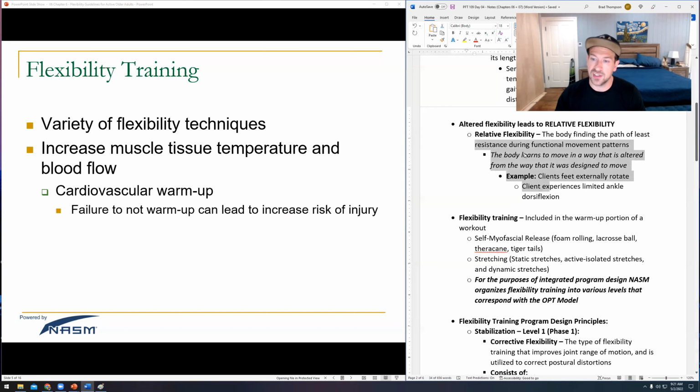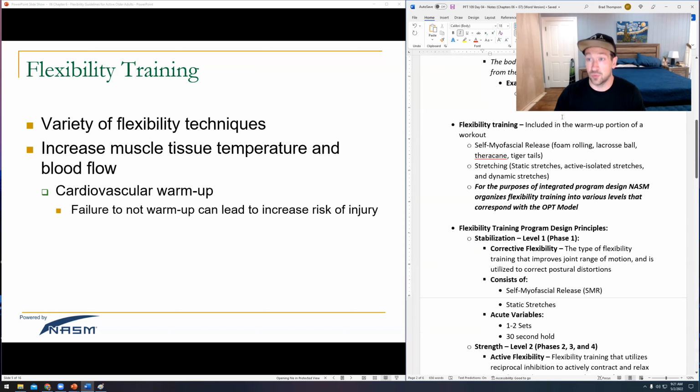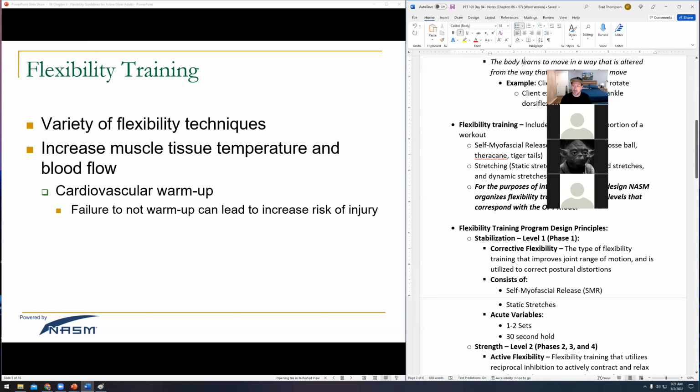So your feet turning out is a good example of relative flexibility. Excessive forward lean is a really good example of relative flexibility. The low back arch is a really good example of relative flexibility. These are all postural distortions where the body's finding a way to get the job done, even if that's not how it's meant to move.